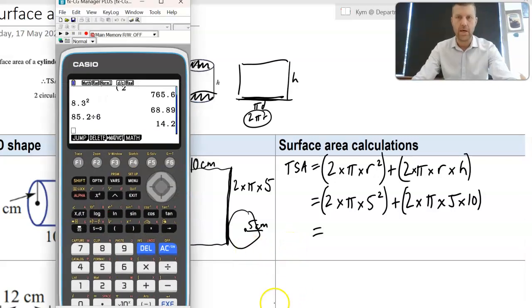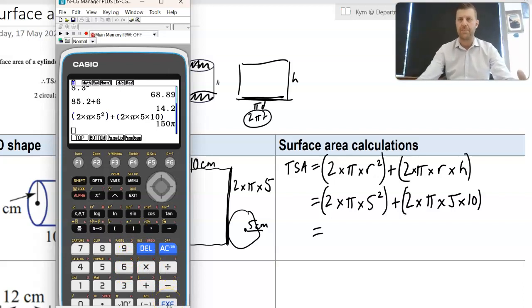let's use that one. So bracket 2 times pi times 5 squared, close bracket, plus open bracket 2 times pi times the radius 5 times 10, close bracket, gives me a surface area of 150 pi.